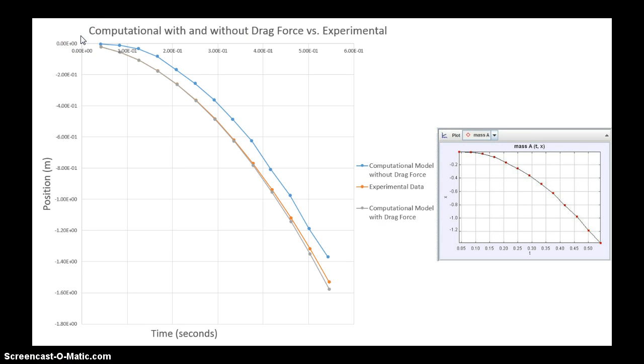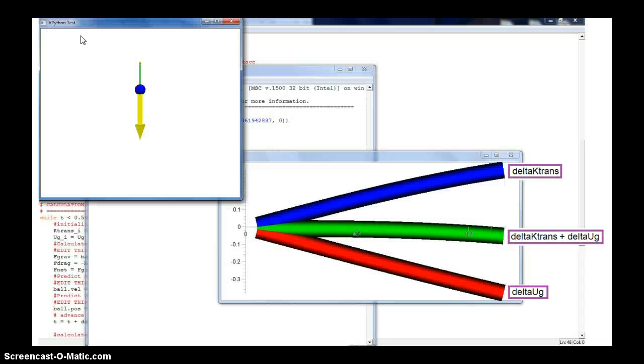The computational model with drag force is obviously the more proper indicator of the experimental data. They follow the same path very closely and have a similar shape to what was in Tracker. Now we can look at the energies. Due to the conservation of momentum, when kinetic energy increases, the potential energy decreases. This correlates with the correct theory.